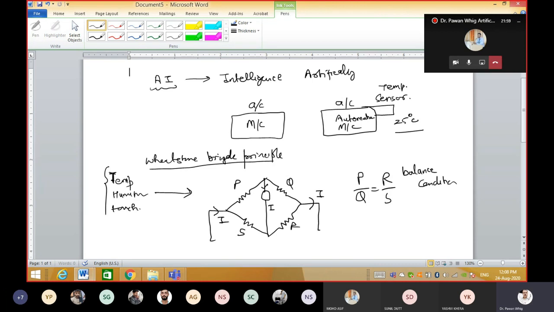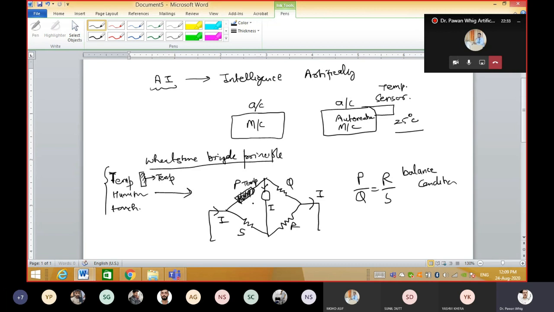For temperature sensors, there is a material which is sensitive to temperature. If the temperature rises, the resistance of this material goes down. So what we generally do in this balanced Wheatstone bridge is provide one of the arms with this temperature sensitive material.